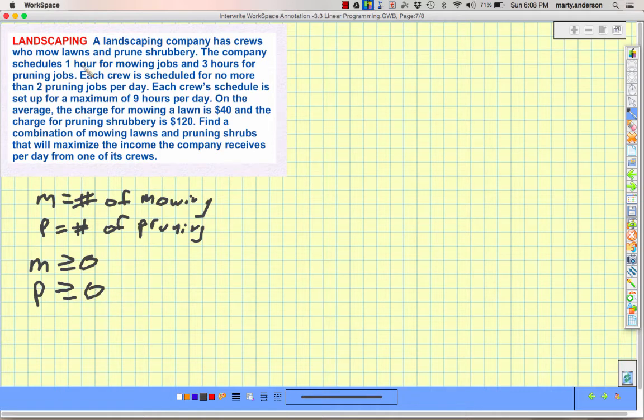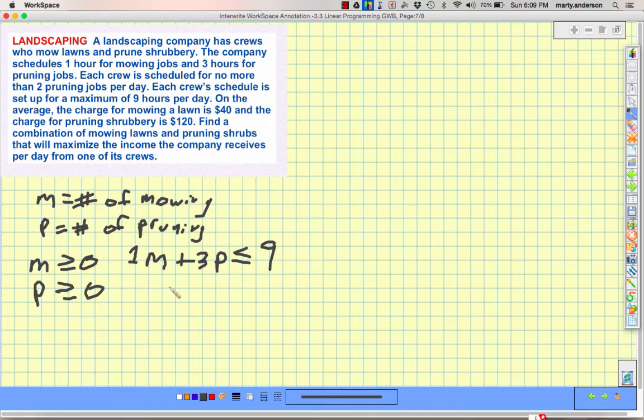So we've got a maximum of 9 hours per day, 1 hour for mowing jobs, 3 hours for pruning jobs. Some of you are probably 3 steps ahead. 1 hour times every mowing job plus 3 hours times every pruning job has to be less than or equal to 9 hours. There's only so many hours in a day.